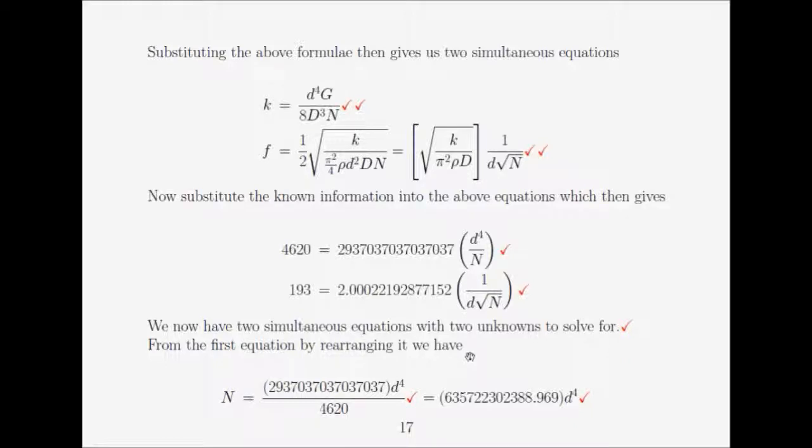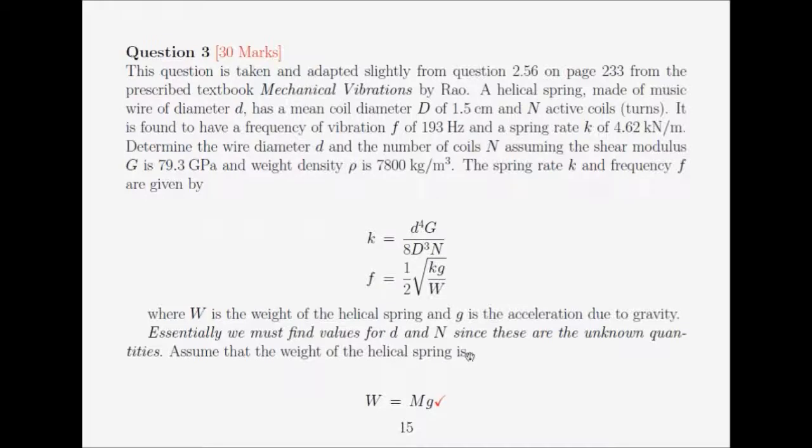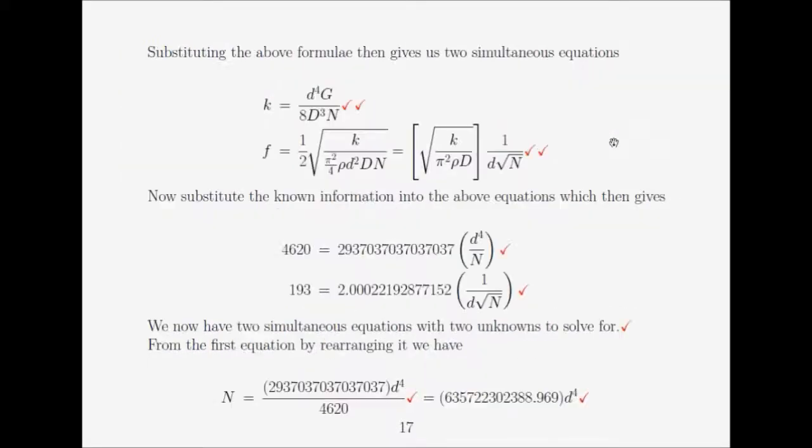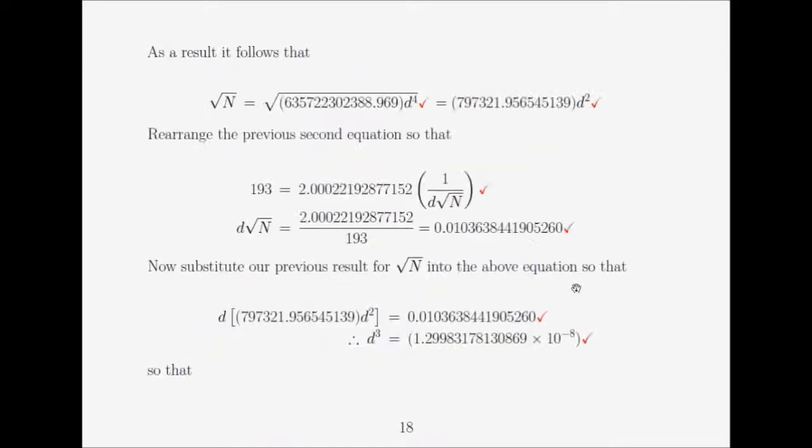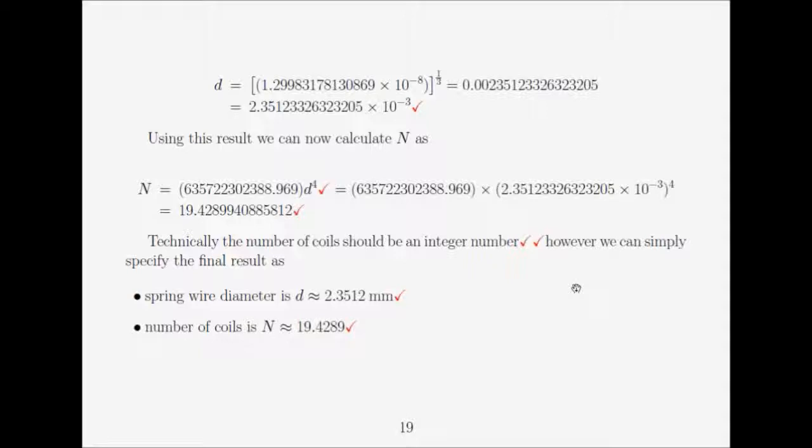Substitute known information back into the equations. What is the known information? Known information is the frequency, the spring constant in SI units. 4.62 times 10 to the power 3 is equal to all of that stuff. Frequency again, all of that stuff. We have two equations and two unknowns. We solve it simultaneously using the usual back substitution approach. We solve the equations, we get an answer, and we take our answer in SI units.